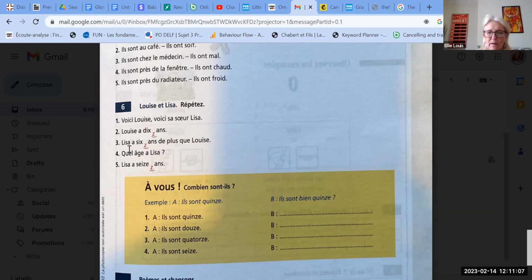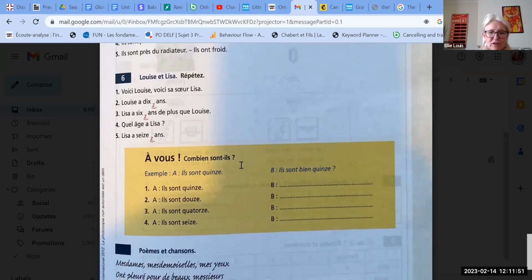And this one, numéro 3. 10 points if you got the pronunciation of the S in here, because when you have de with plus, you always pronounce the S. So, Lisa a 6 ans de plus que Louise. That's an S sound. Okay. Quel âge a Lisa? Lisa a 16 ans. Does that going through?